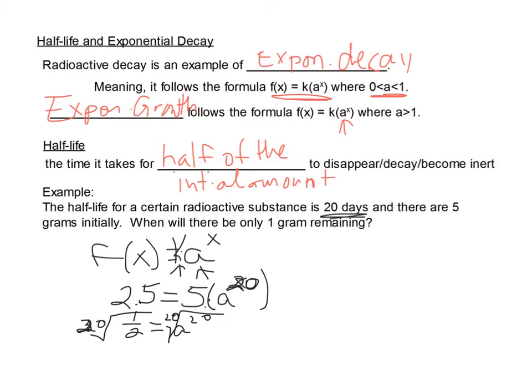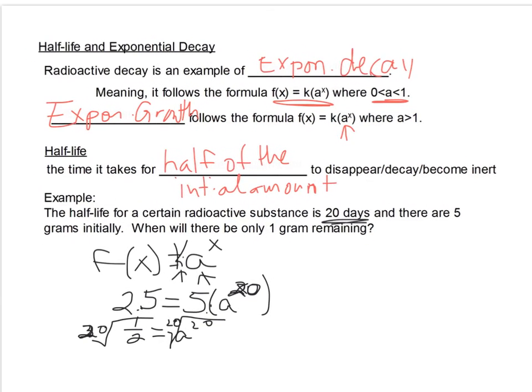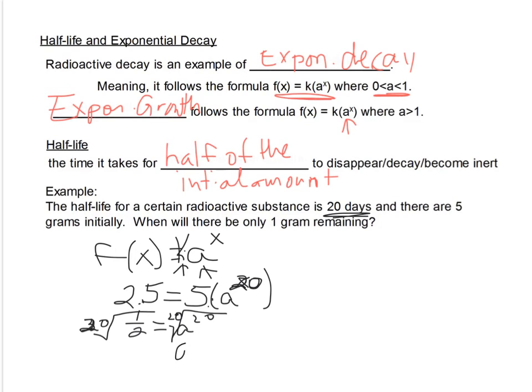So either way, we get a equals 0.966. Always take it to 3 decimal places for AP. That's their rule. All right, so 0.966, and that's our growth rate. And remember, that's like our 1 minus r.